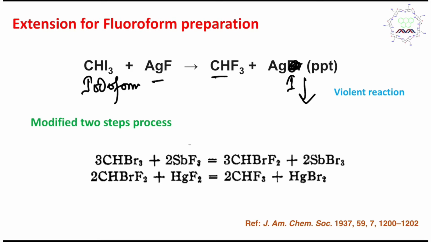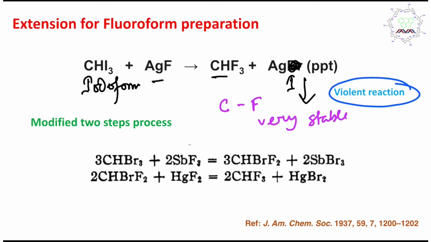Now this reaction is actually a violent reaction, extremely exothermic. So when there is a chance of accident, a risk factor, scientists try to modify this. Now how is this modified? Because silver iodide is a very stable compound, the reaction produces energy, and remember another thing, the C-F bond is one of the very stable covalent bonds, and here three are forming at a time. That's the issue. So that is handled by modifying this process into two steps.